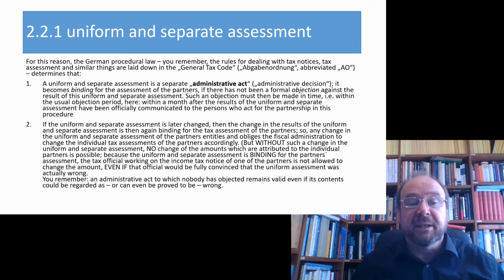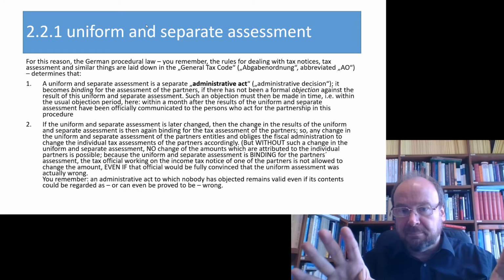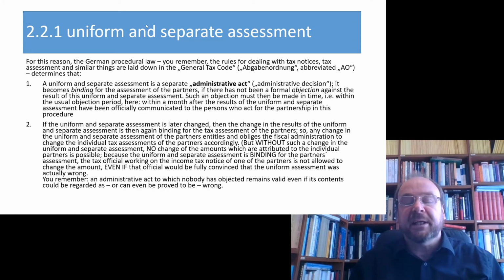So that's binding. Now, if you get a Uniform and Separate Assessment and you forget to object against this, later you can no longer bring forward any, or at least not easily, any argument that you want to have it changed, because once and for all, if the Uniform Assessment and its result has become binding, then it's binding. You can't reopen the procedure without a very, very good cause.